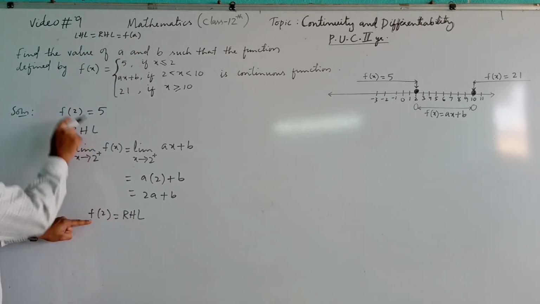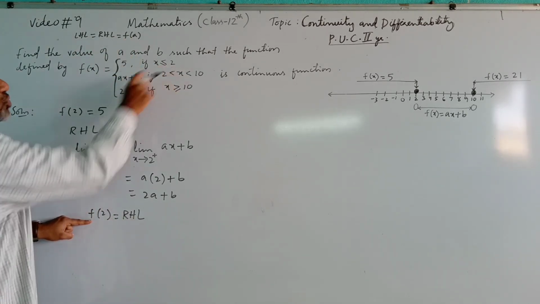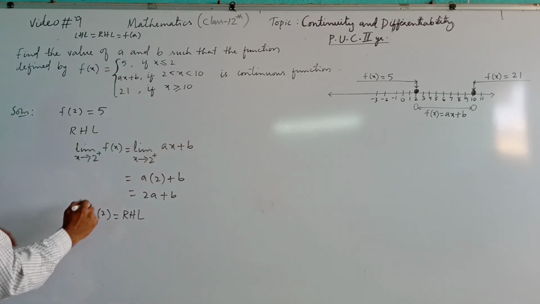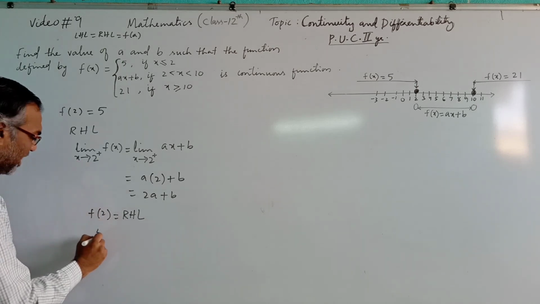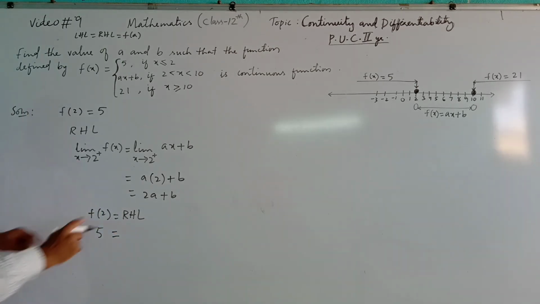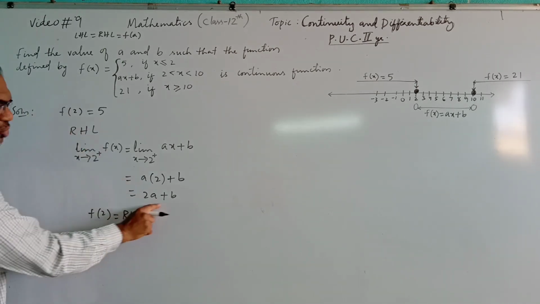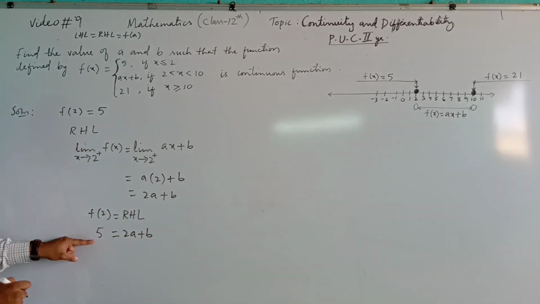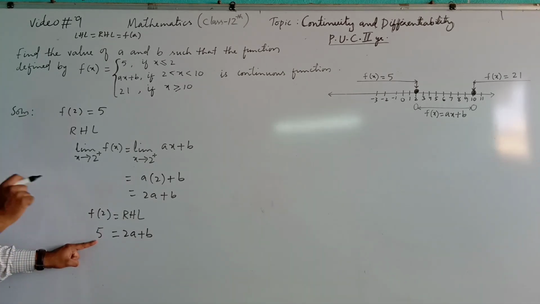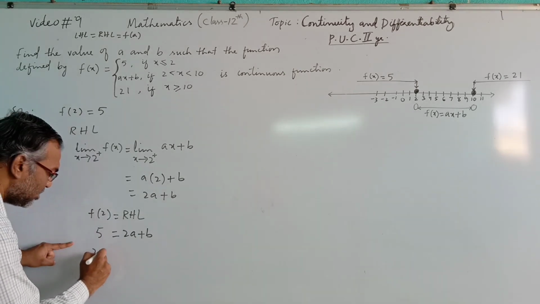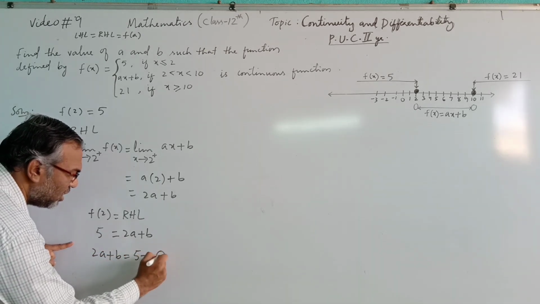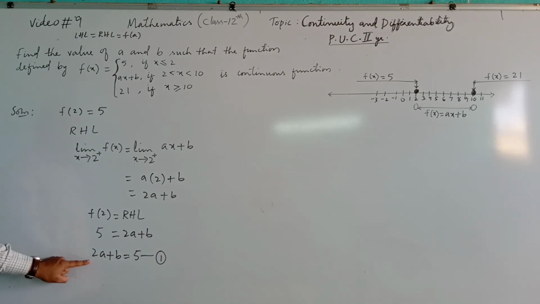RHL must be equal to f of a, which is here 2. We are finding the limit at 2 now. So f of 2 is 5, which is equal to RHL. We got RHL as 2a plus b, so we got one equation in a and b: 2a plus b is equal to 5. This is equation number 1.